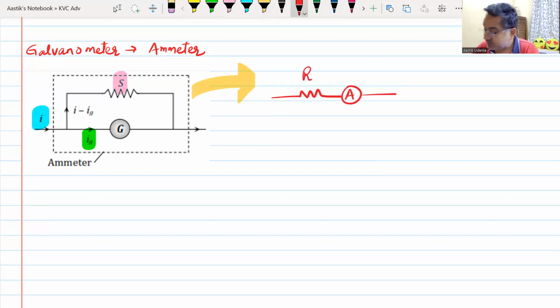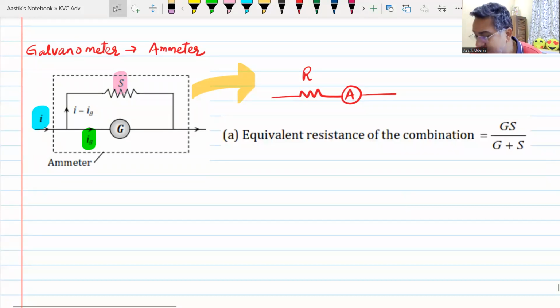This R is the equivalent resistance of this combination. What you need to remember about this equivalent resistance is very clear. It will be equal to GS upon G plus S, where G is the resistance of the galvanometer, or the resistance of the coil of the galvanometer. Do we understand this? Yes, sir.